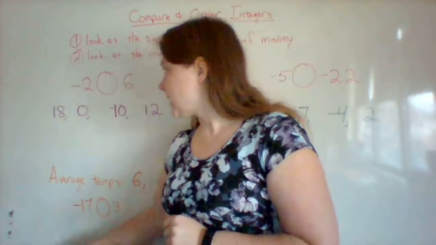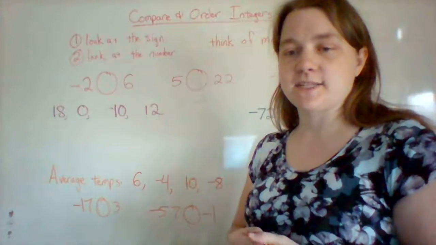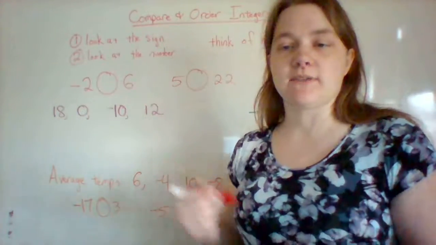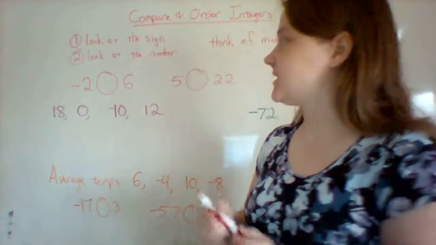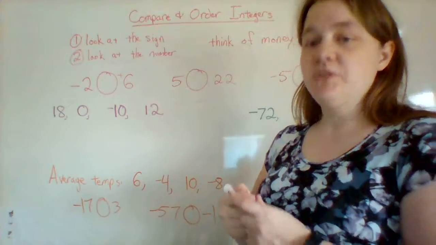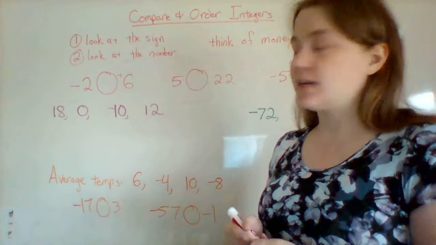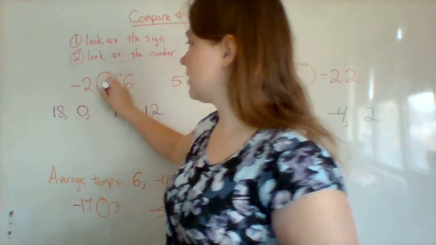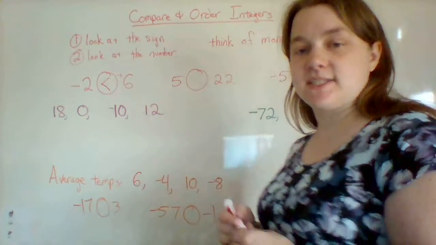That's why the smaller numbers are actually bigger when you're comparing with opposites. So, let's take a look at this problem right here. We have negative 2 compared to 6. Well, negative 2 is a negative number. 6 doesn't have a sign, and because 6 doesn't have a sign, remember that that means it's positive. So if we compare negative 2 to positive 6, 6 is going to be the bigger number. So negative 2 is less than positive 6.